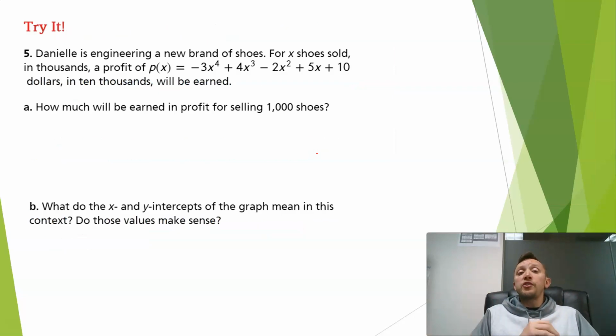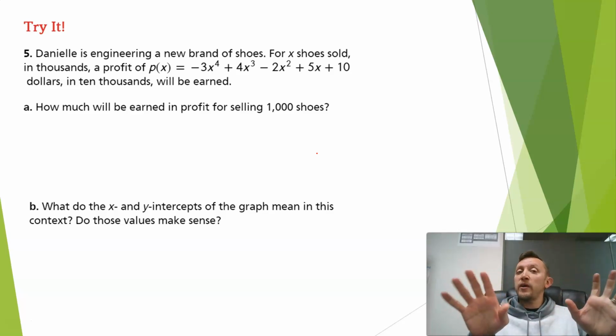All right, so I want you to look at this problem. Now, I want you to try this one on your own, but we have to be very careful, so I'm going to point something out for this one. It says Danielle is engineering a new brand of shoes. For x shoes sold in thousands, that's really important, in thousands, a profit of, okay, so that polynomial represents the profit, and that profit is in $10,000s of dollars. When you see the answer, it might look slightly different from the answer you get, and I'll explain that afterwards.